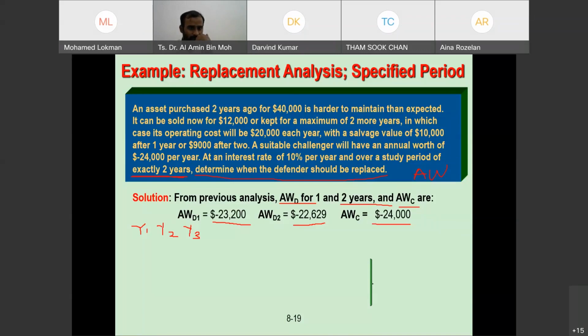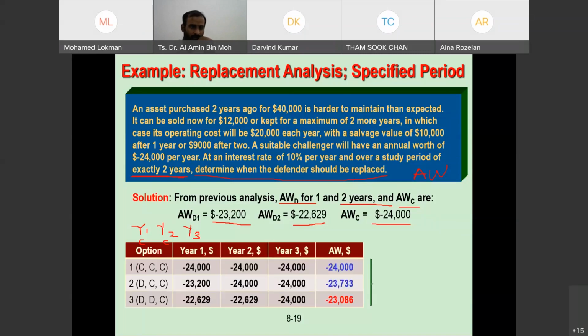You can change it, sell it now, and then you use the challenger for the years. You have a new one for all cases. Okay, so this is the answer. Just go show the answer.